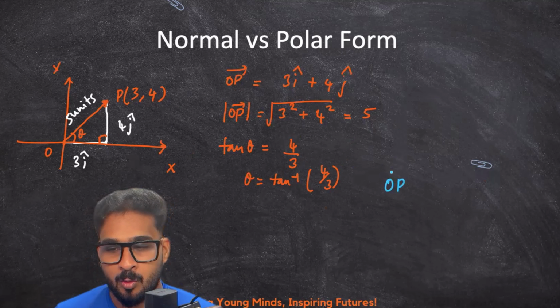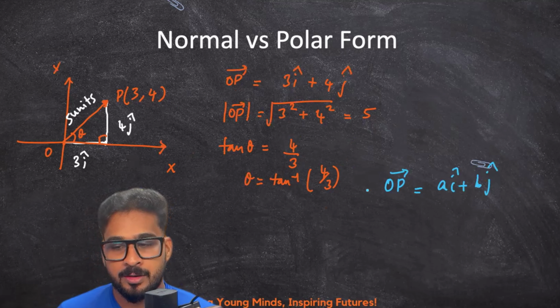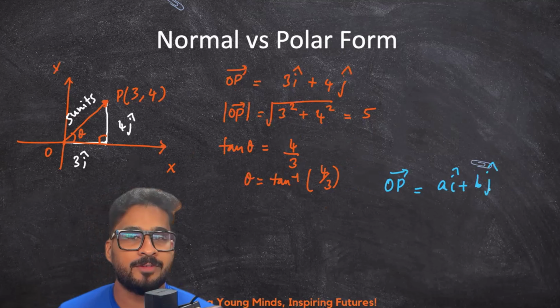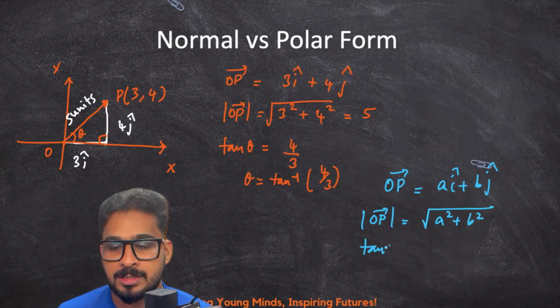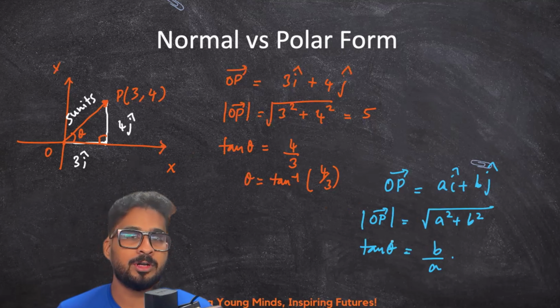So in general, OP bar can be written as a i cap plus b j cap, which is called the normal form of representation of vectors. Here, the magnitude of OP is given as square root of a square plus b square, and the angle is given by tan theta equals b upon a. This is a very important point to note.